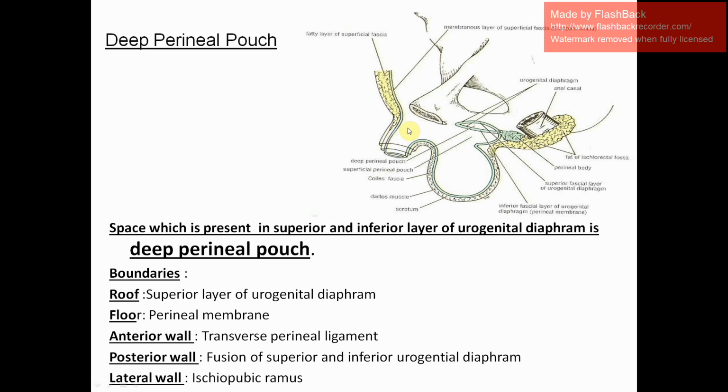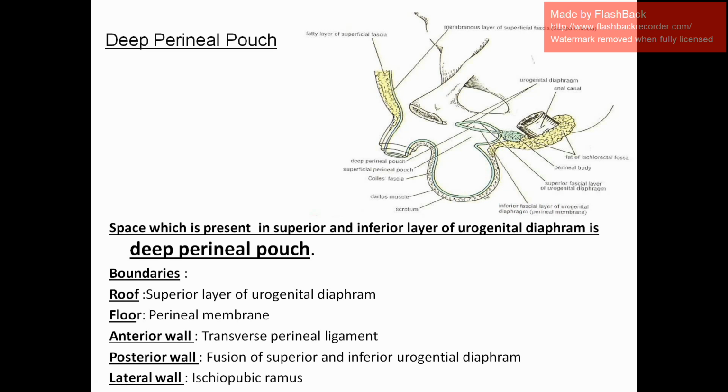This is the root of the penis, and this is the scrotum. So the Colles fascia lines the scrotum, and this is the dartos muscle. It surrounds the scrotum. The Colles fascia goes posteriorly and it joins with the inferior layer of the urogenital diaphragm, that is also called the perineal membrane. So this was the outline.